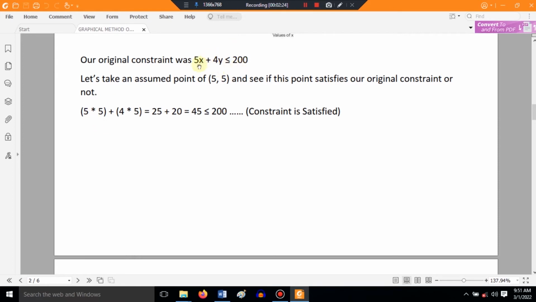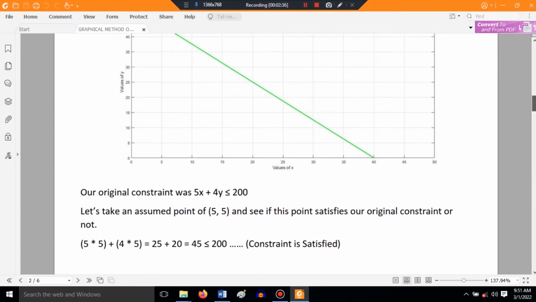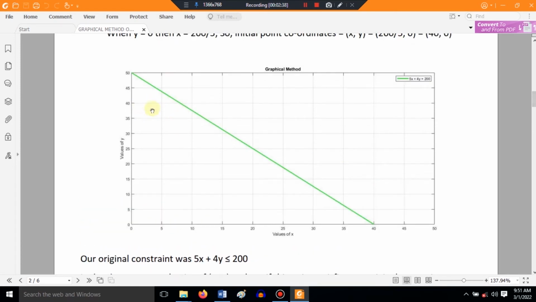When we put this (5, 5) point into this portion, it gives the left hand side as equal to 45. So 45 is less than or equal to 200, which means this constraint is satisfied. That means this is our area. All the points below this line will satisfy this inequality constraint, which was our original constraint.